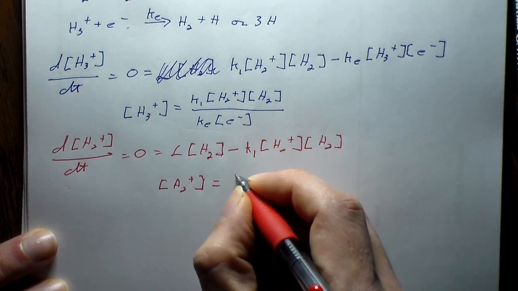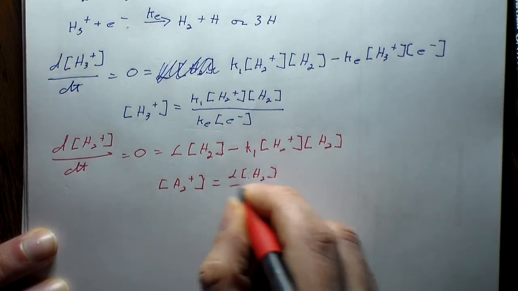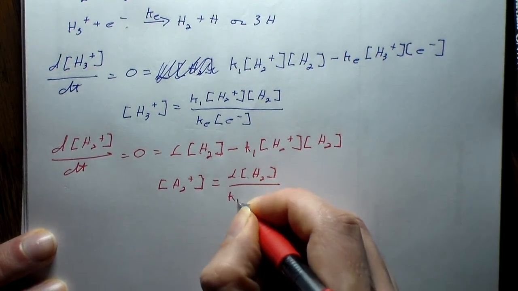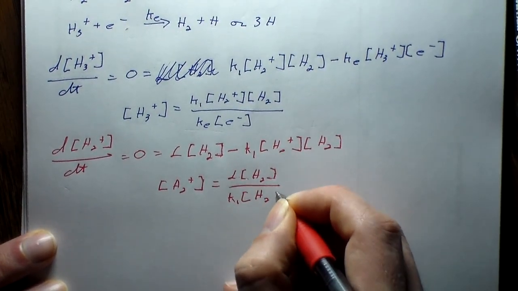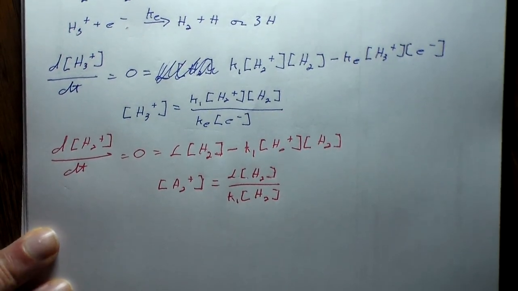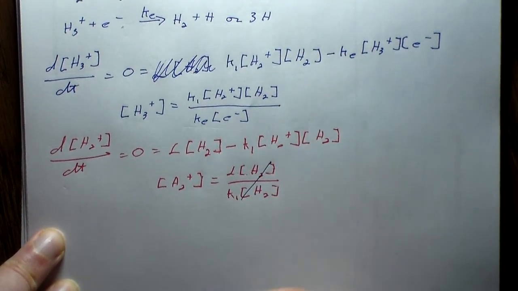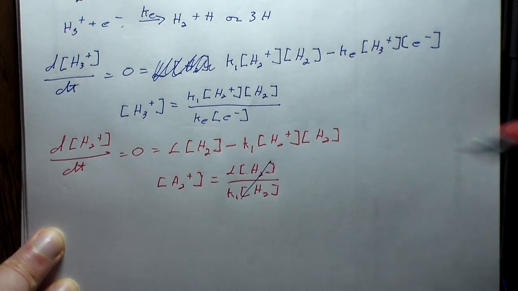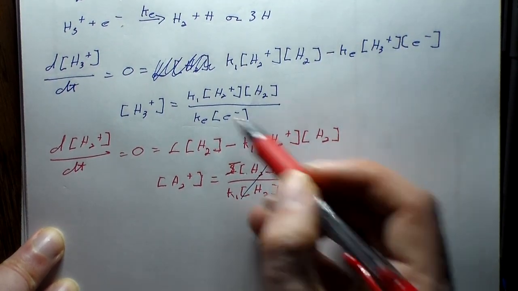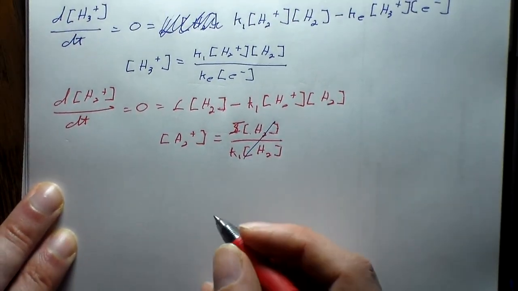So that's just going to be the ionization rate times the H2, and then divide that by the K1 times also the H2. So if we look at this, you can see that the concentration of H2 plus is basically independent of the H2 concentration. So actually these just cancel each other out, and it's just going to be simply the cosmic ray ionization rate over here, divided by the K1.